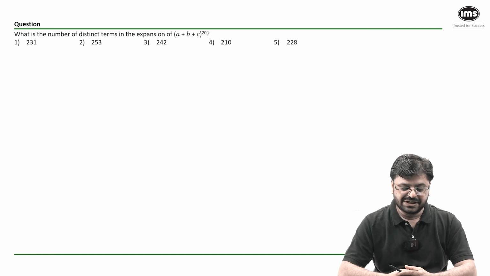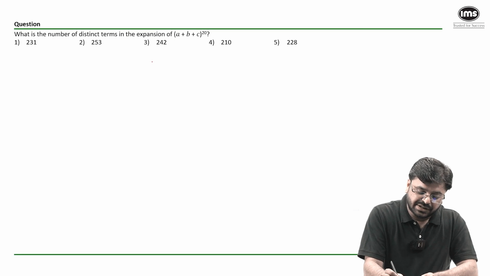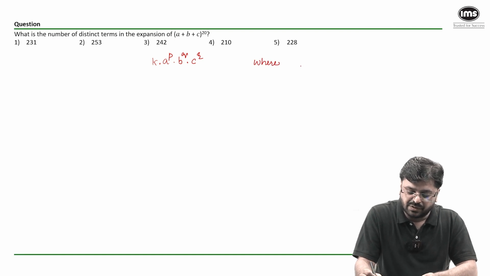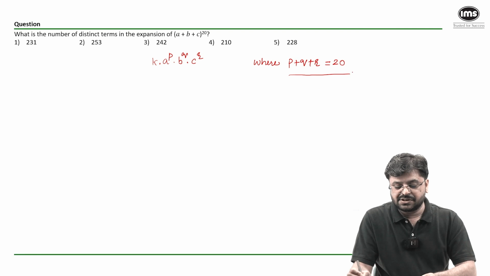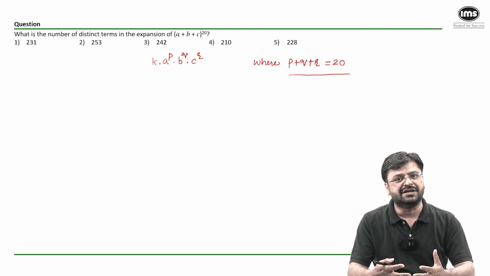Here the first question is, what is the number of distinct terms in the expansion of (a + b + c) raised to the power 20? This is a binomial expansion, and the general term of a binomial expansion is some constant value times a raised to power p, times b raised to power q, times c raised to power r, where the sum of p, q, r is equal to 20. And this is nothing but the number of ways of distributing 20 identical articles among 3 different kids.